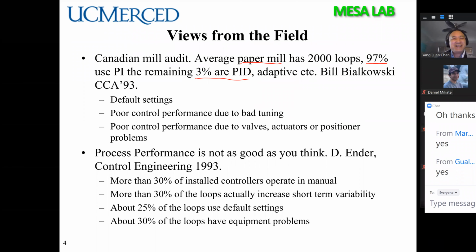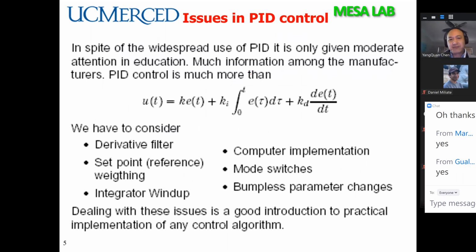Many of those PIDs are not well tuned, so there is a lot of room for you to improve when you go to industry. So please learn this, and you will show your colleagues that you can tune PID. This 75 minute lecture will lay the foundation for you, so you will have confidence to tune a PID.